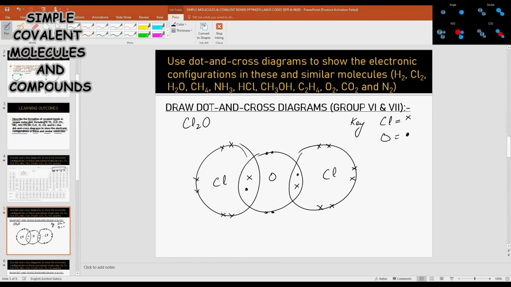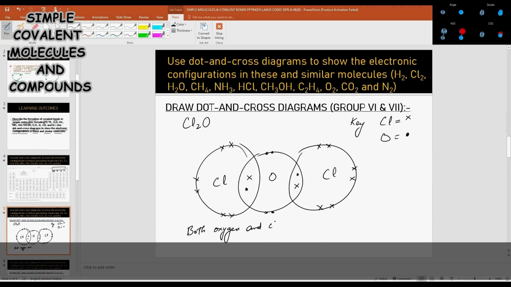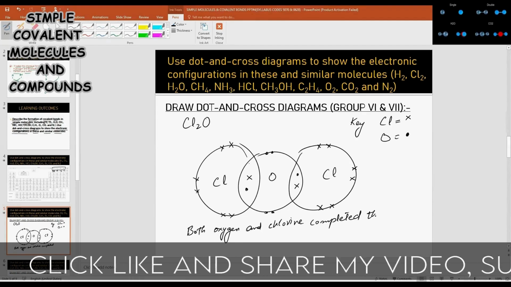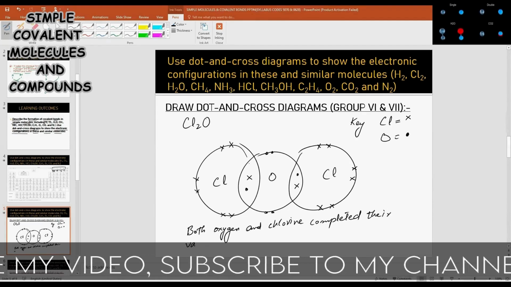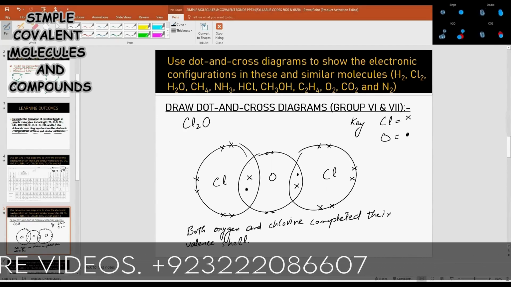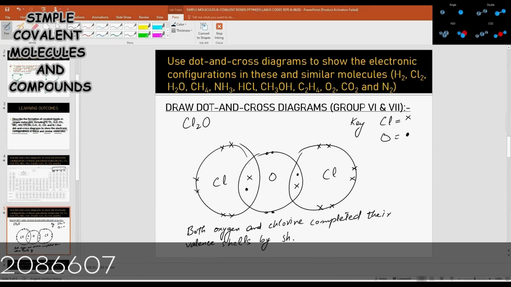If you count the total number of electrons in each circle, it will be 8, which means both oxygen and chlorine have completed their valence shell by sharing.